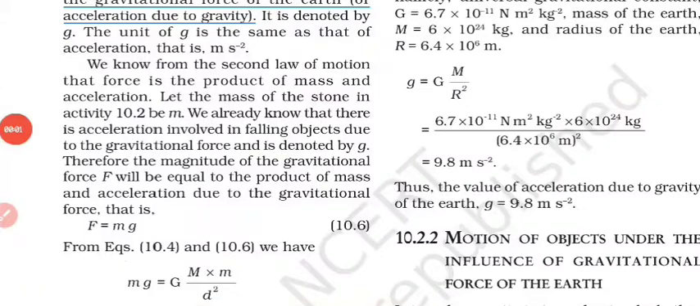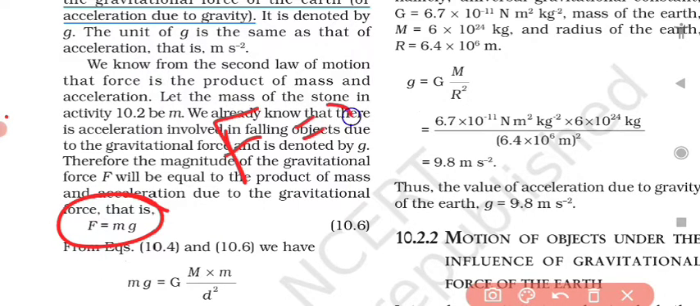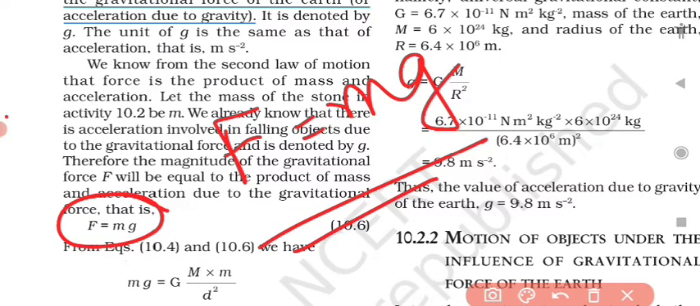Okay, now see, we know from the second law of motion that force is the product of mass and acceleration. Let the mass of the stone in activity 10.2 be small m. We already know that there is acceleration involved in falling objects due to the gravitational force and it is denoted by small g. Therefore, the magnitude of the gravitational force F will be equal to the product of mass and acceleration due to gravity, that is F = mg. This is equation 1. We can write force equal to mass into acceleration. We already learned it.